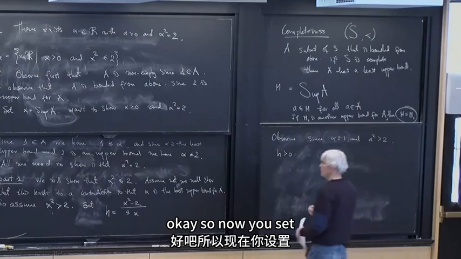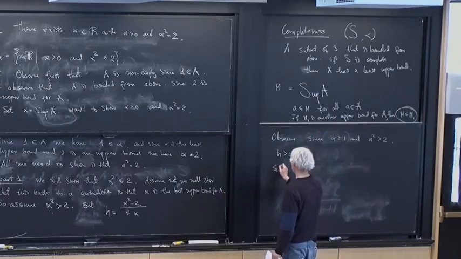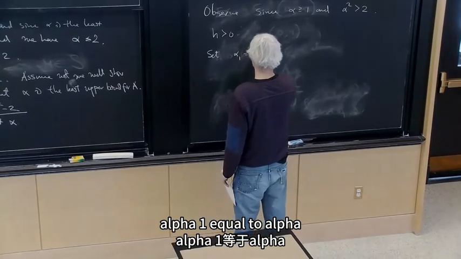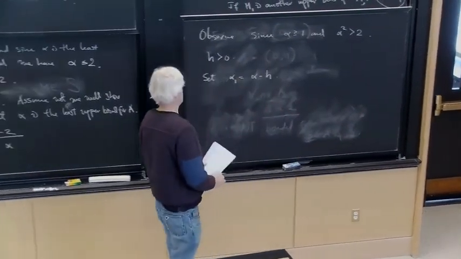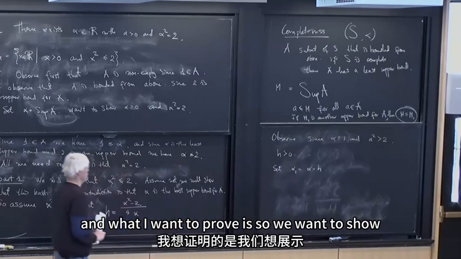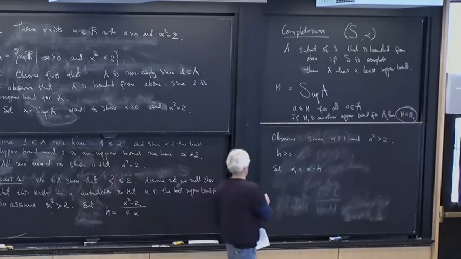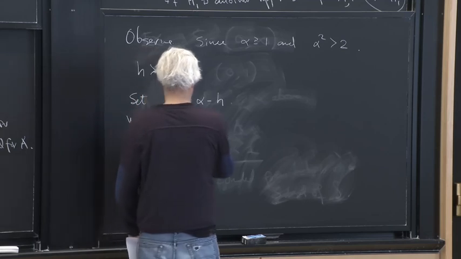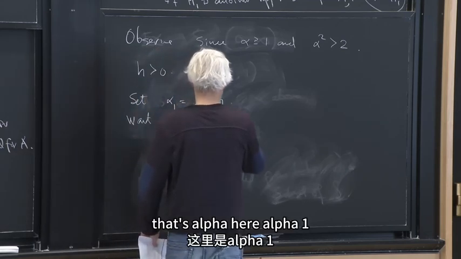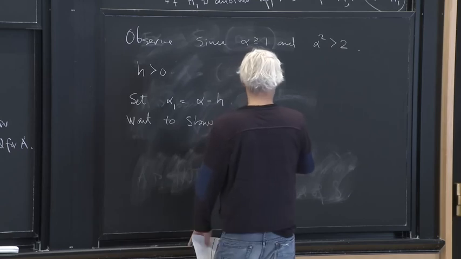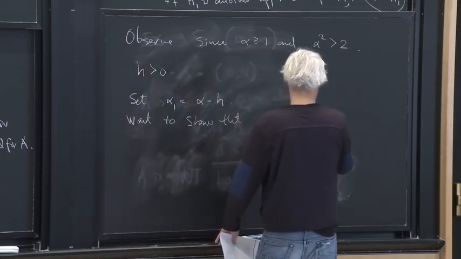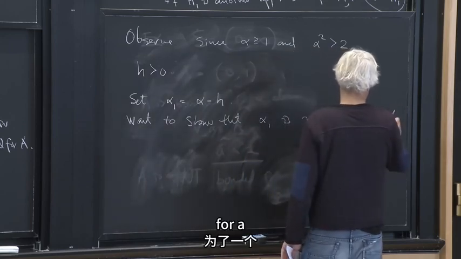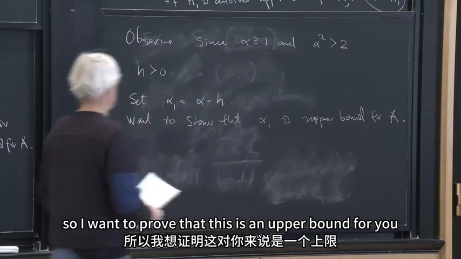Okay, so now you set alpha 1 equal to alpha minus h. And what I want to prove is, so we want to show that alpha 1 is an upper bound for A. So I want to prove that this is an upper bound for A.